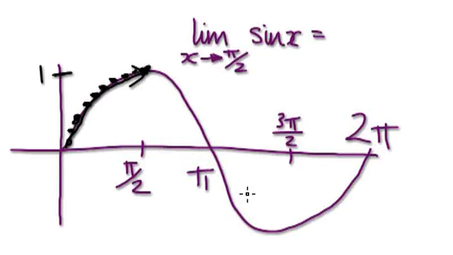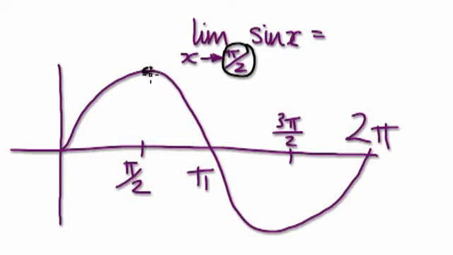And then you've also got to move from the right hand side. So here, you're also heading towards 1. So the limit here is 1. For you to have a limit at this point, you've got to head towards this point from the left hand side and from the right hand side.